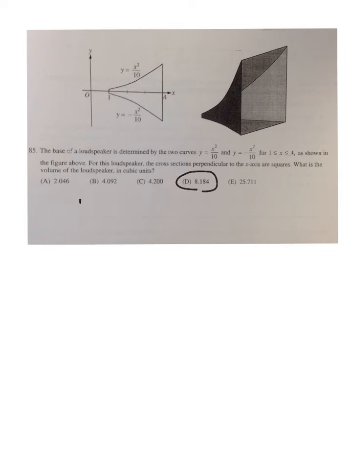Cross sections, we are always going to integrate, and in this case we are going from 1 to 4. Those are the bounds that are given. And then remember, when we integrate, basically what we're integrating is the area of a cross section. Since the cross section is a square, the formula for that is side squared. So then I am going to integrate from 1 to 4, and the length of that side is going to be top curve down to the bottom curve.